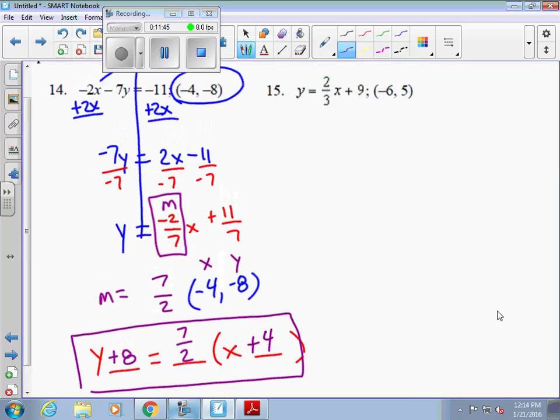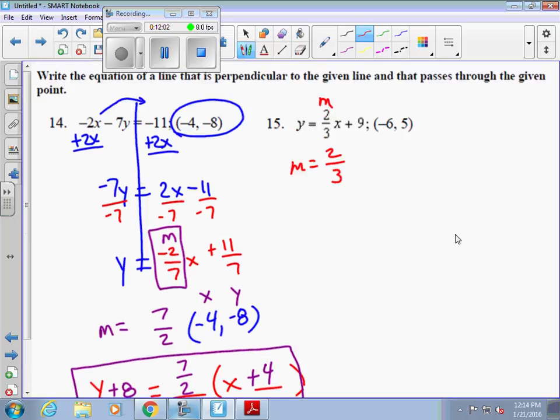Number 15 is slightly easier than 14, only because you can already see what the slope is. You don't have to convert the equation. y equals mx plus b. Its m value then is 2/3. Again, this equation, it says in the directions, is perpendicular to the equation you want to write. So what do you need to do to the slope to make it perpendicular? It needs to be the negative reciprocal. Negative meaning it changes from positive to negative. Reciprocal means it flips from 2/3 to 3 over 2. This is the slope of the perpendicular line, not this one.